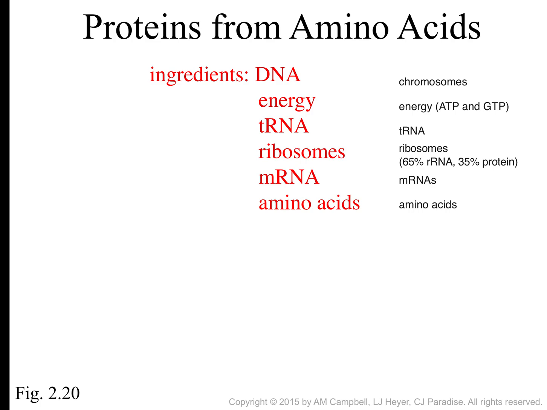And some experiments tried to figure out what ingredients in the cell were required to make protein. So they added DNA in the form of chromosomes. A chromosome is DNA wrapped up in proteins, packaged in proteins. Energy in the form of ATP and GTP. We'll talk more about how to make these forms of energy later on in the course. But that's essentially the energy currency for the cell, so that's sort of like cash that the cell needs to spend in order to do stuff. Transfer RNA, you know about. Ribosomes, you know about. Messenger RNA, you know about. And amino acids, you know about.